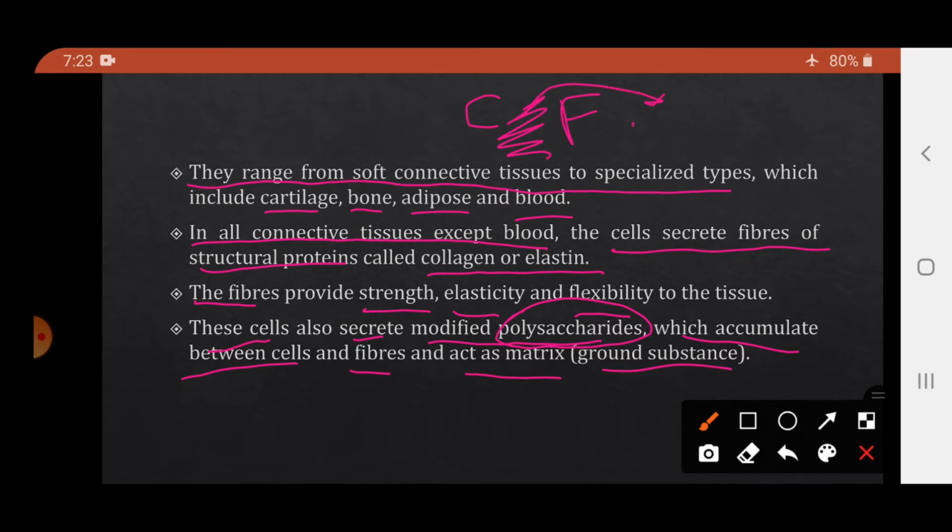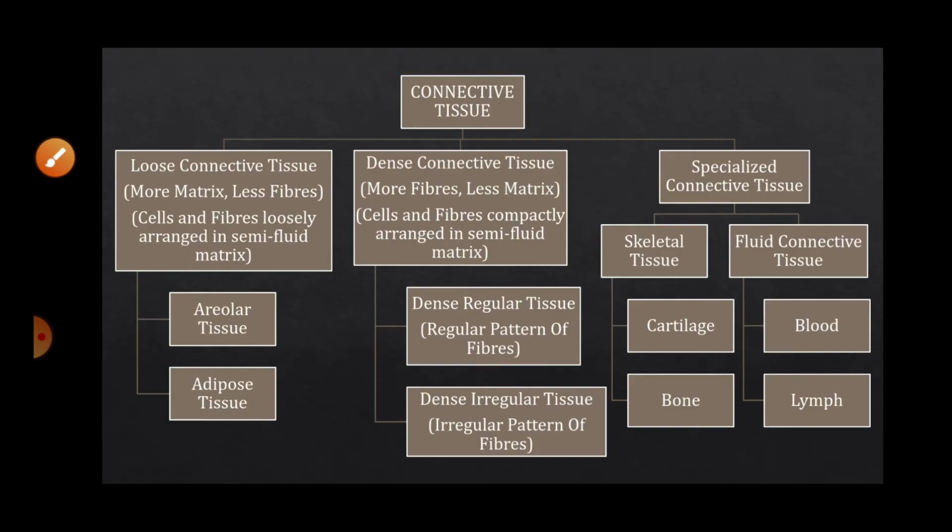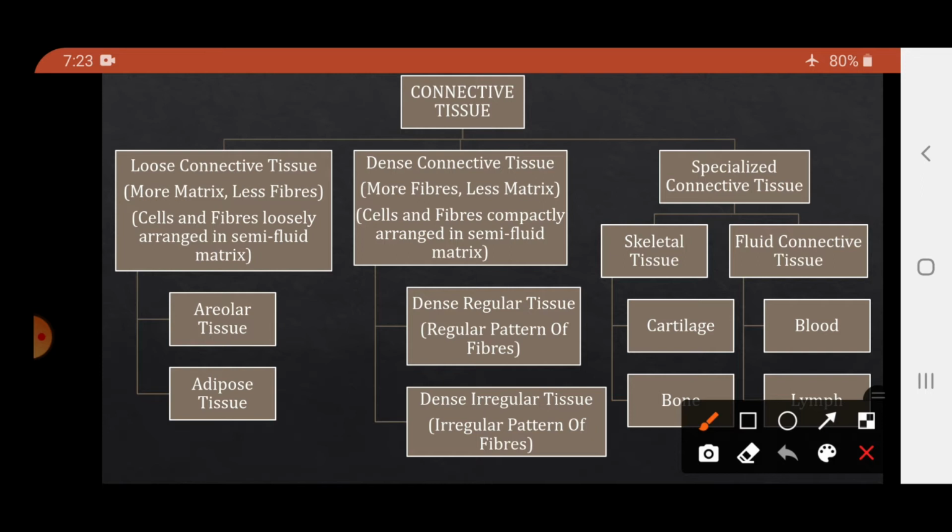So suppose these are cells, these are fibers, and in between them is the space. This space is filled with the polysaccharide, and this fluid or polysaccharide is called a matrix or also called a ground substance. Now see students, this is a classification of a connective tissue. The connective tissues are broadly divided into three types: loose connective tissue, dense connective tissue and specialized connective tissue.